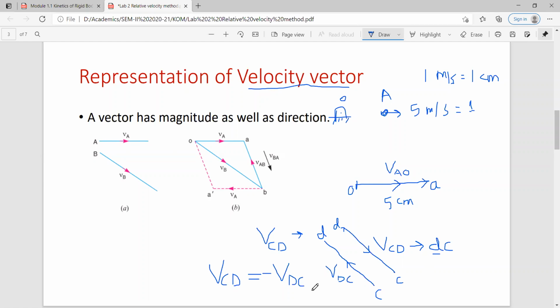Okay, now let us have some exercise. So suppose I will write it like this: velocity of point P with respect to Q. Okay, tell me what is the name of this vector?